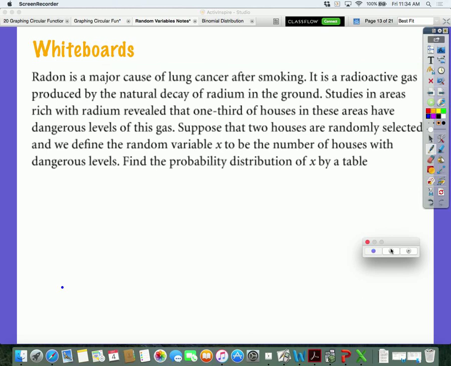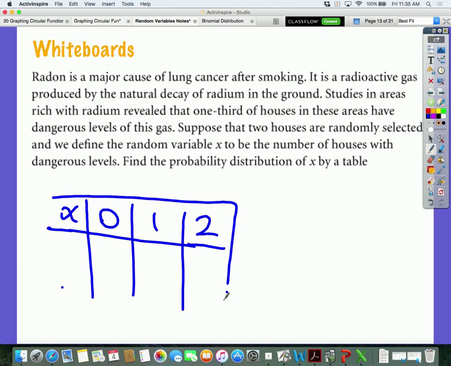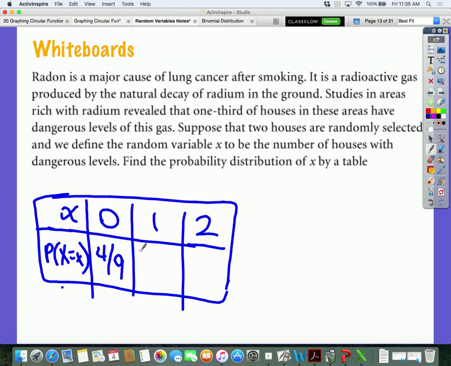For this particular one, if X represents the number of houses with dangerous levels, what are those outcomes? 0 houses, 1 house, and 2 houses. Because there are 2 houses chosen, either none have the dangerous levels, 1 house, or both houses. So what is the probability that X equals lowercase x? None of the houses: 4 out of 9. 1 house: 4 out of 9. Both houses: 1 out of 9.